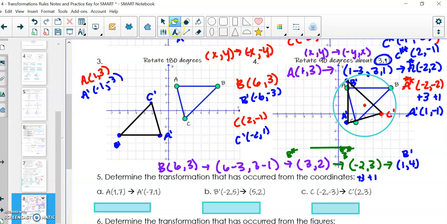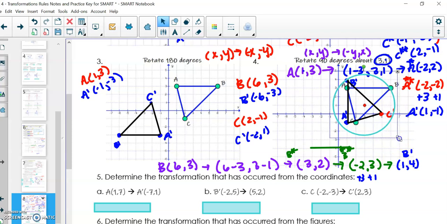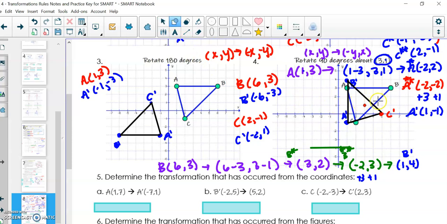Now if I change this circle, and I make it smaller so that it goes through, oh, I just need a whole new circle. If I change the circle so that it goes through point A, it should also pass through A prime, which it does. You can see we've turned 90 degrees.